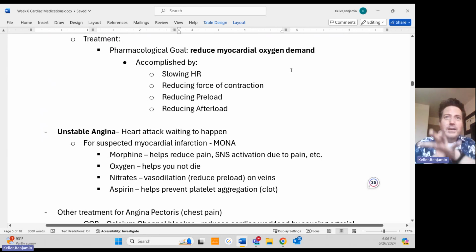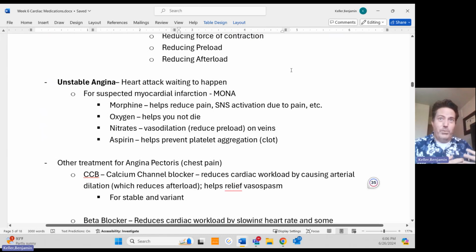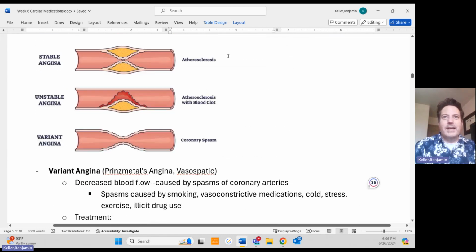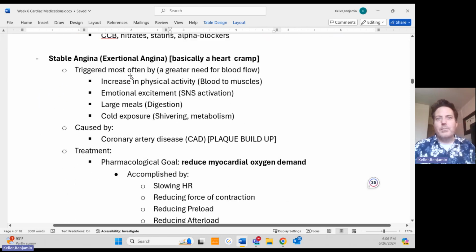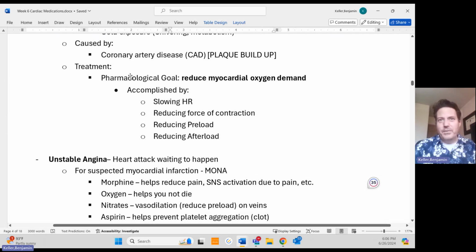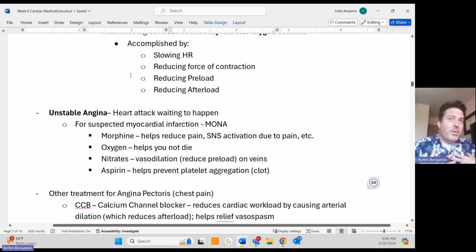And you'll see when we get into these meds a little bit more how they start to work. So then we have unstable angina, which is a heart attack waiting to happen. That's going back up here to our image. That's this blood clot that's hanging out on top of this narrowed coronary artery. So that's basically a heart attack waiting to happen.